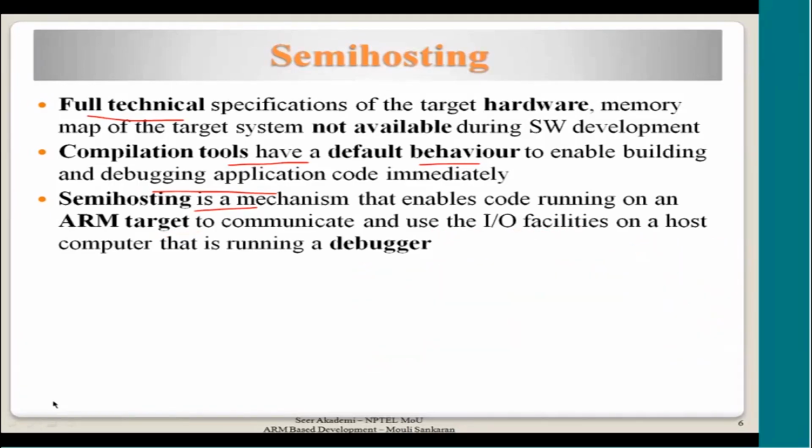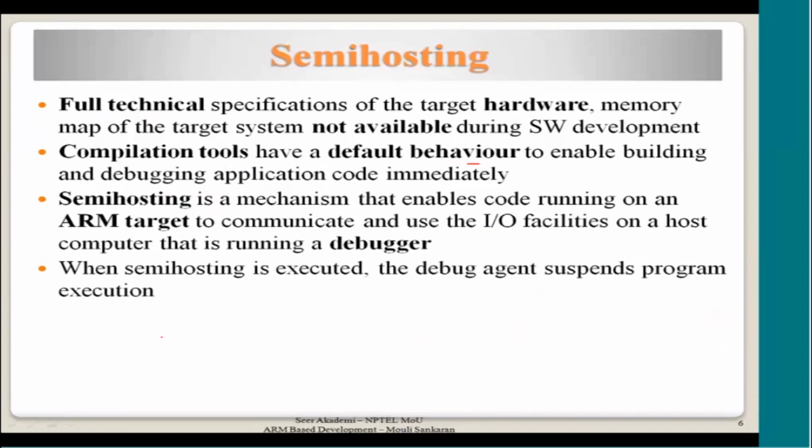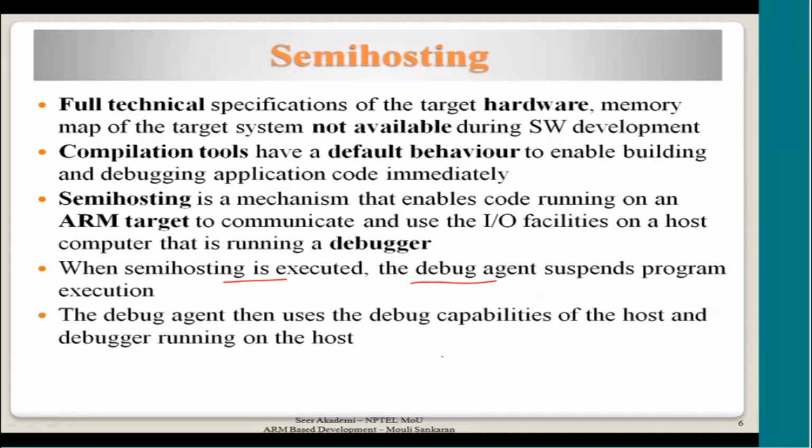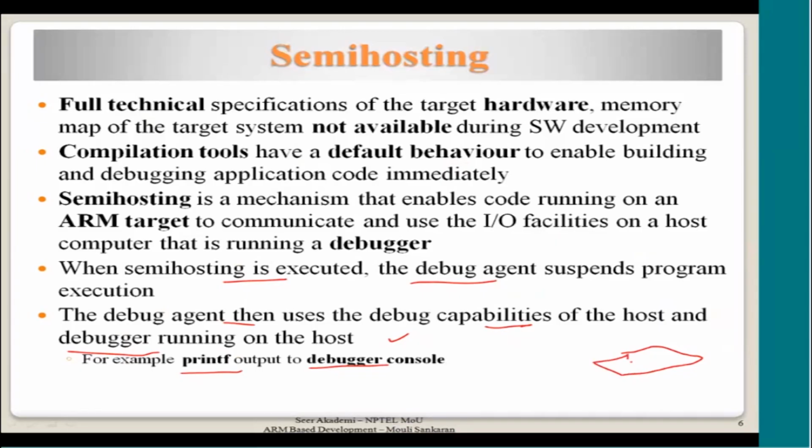Okay. So when semi-hosting is executed, the debug agent suspends program execution. We suspend the program running on the target and then give control to the debugger. The debug agent then uses the debug capabilities that the host and the debugger running on the host have. So for example, printf output goes to the debugger console. So the software running on the target hardware is suspended, and then control is given to the debugger.